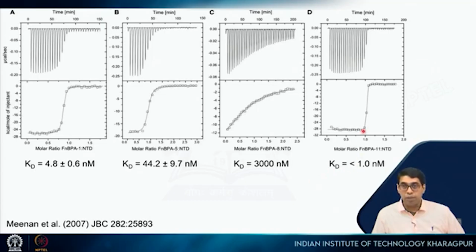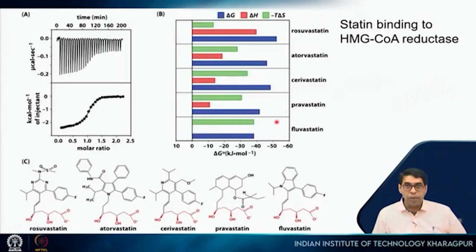Kd is less than 1 nanomolar, so it is very tight binding here. In this case, it is around 5 nanomolar. This is 40 nanomolar, and this is 3000. So it is quite weak. So it's going into the micromolar range. So as I said, you can not only get the Kd value, but you can also get the delta G, delta H and delta S. So enthalpy and entropy values also.